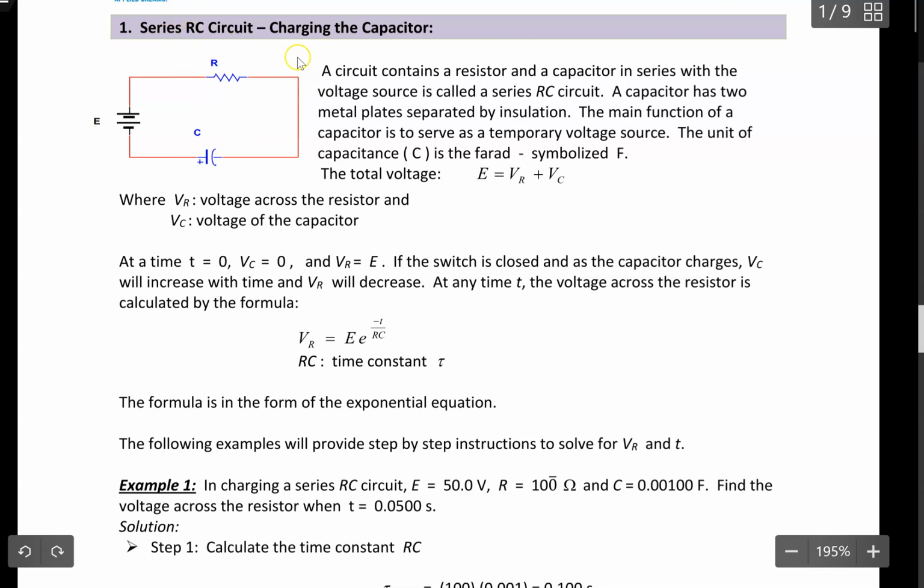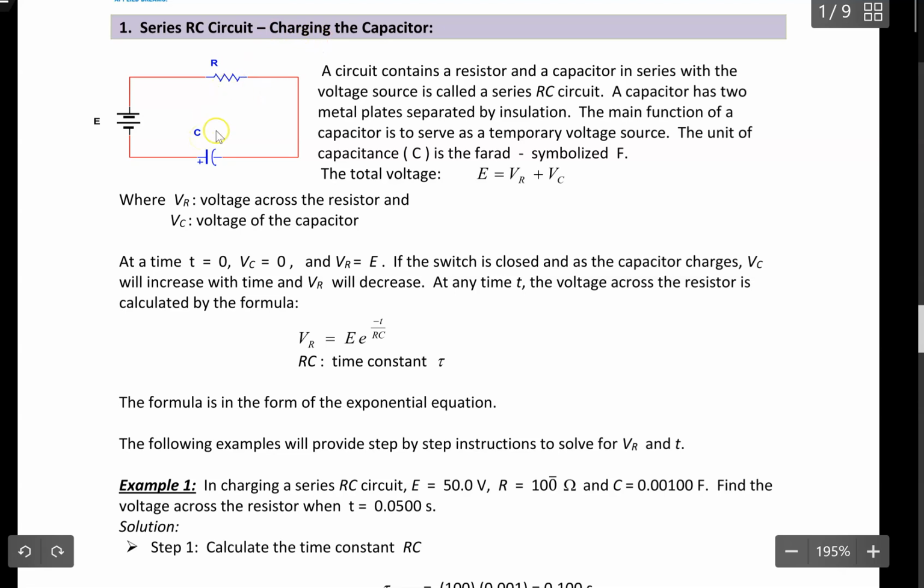Take a look at these circuits that are given for us right here. We have a DC voltage source, and we connect a resistor and a capacitor. These two components are connected in series to the source, so this is called the DC RC series circuit. In this case, the purpose is that we are charging the capacitor.